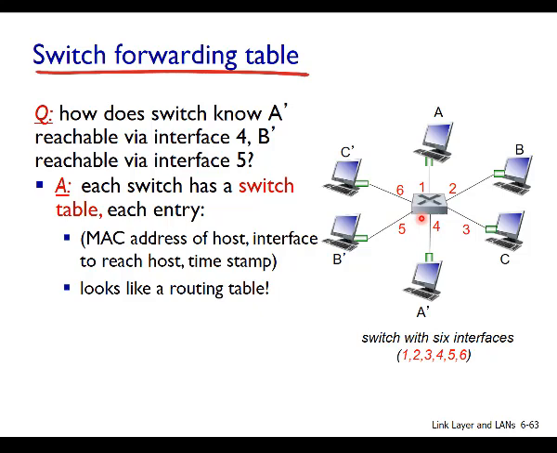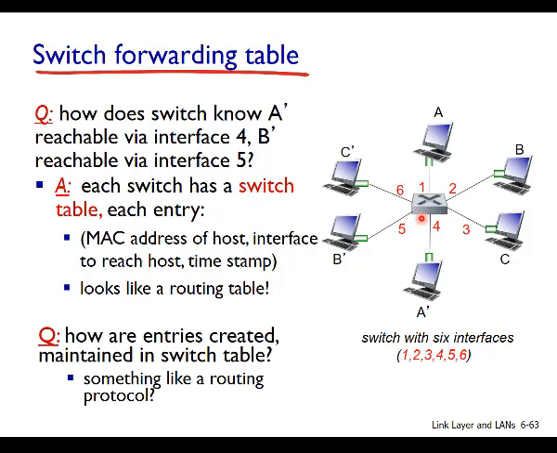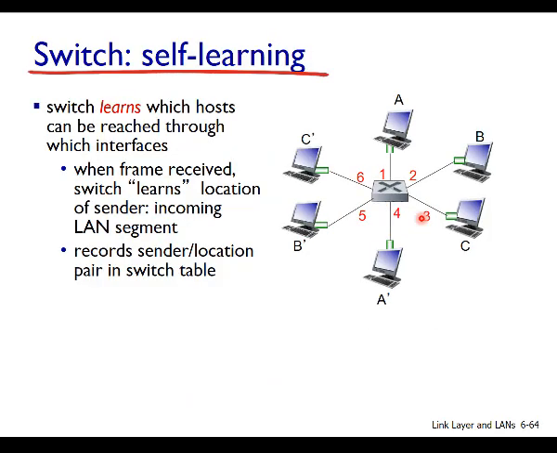Now, the next question you might have is, how are these entries created? Because, as I mentioned, switches are plug-and-play devices. So how do these entries get created? How do they get maintained in the switch table? Well, they get built using something similar to a routing protocol. So this is how it works. A switch will learn which hosts can be reached through which interfaces. Initially, when the switch is powered on, the switch will have no entries in its switch table.